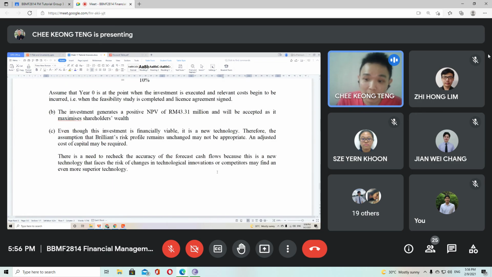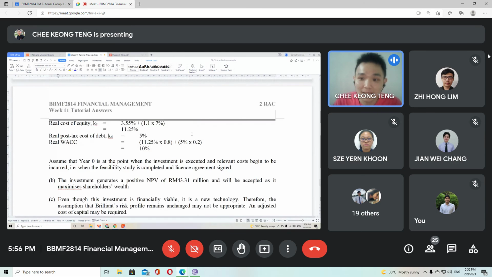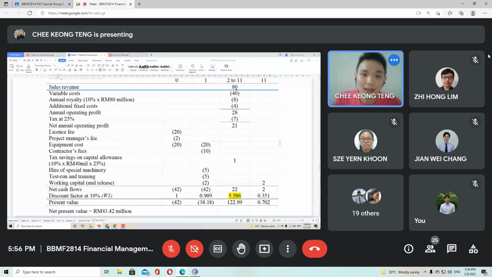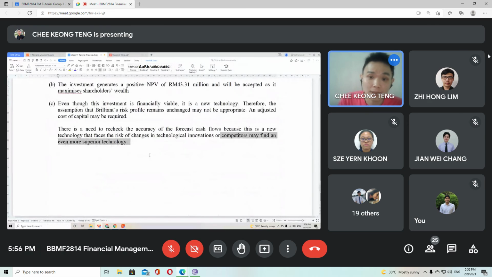You also can mention here, the forecast, the cash flow might not be accurate. Maybe the competitors will find even more superior technology, so your sales maybe after 5 years will drop a lot. But here seems like you assume it's the same. It's also something that's worth pointing out.